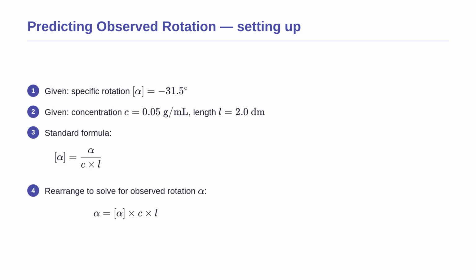Here, we start with our standard formula, but we need to rearrange it. By multiplying both sides by the concentration and the path length, we isolate the observed rotation, alpha. This rearranged equation will tell us exactly what angle the polarimeter dial will show.